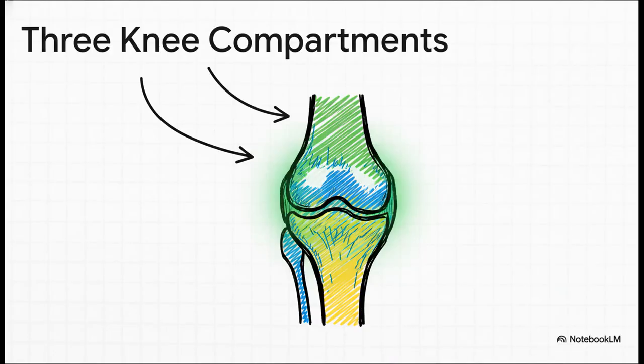Okay, so here are the 3 compartments. You've got the medial side, that's the inside of your knee, the lateral side, that's the outside, and then the patellofemoral compartment, which is right behind your kneecap. Now, if there's one thing to remember here, it's that the medial compartment, the inner side, is by far the most common place for that wear and tear to show up.